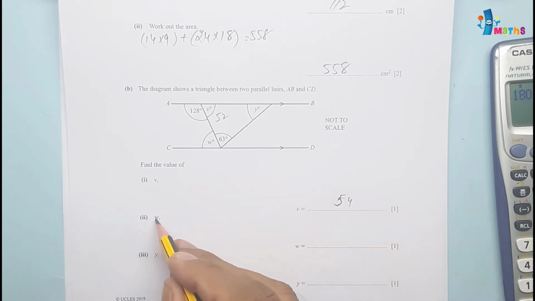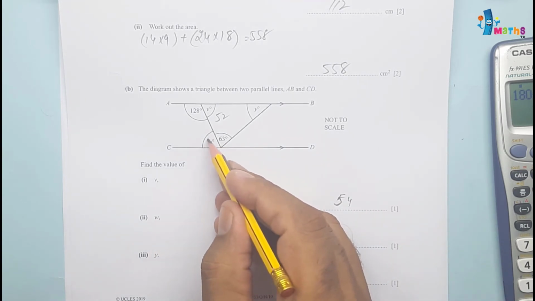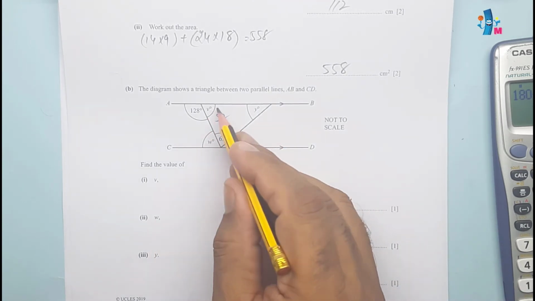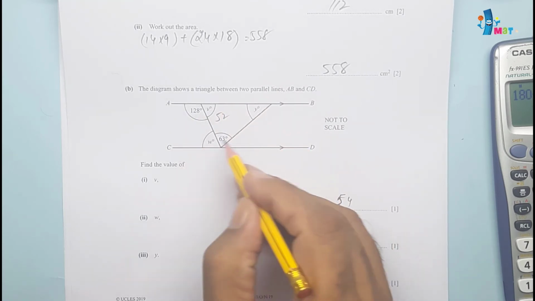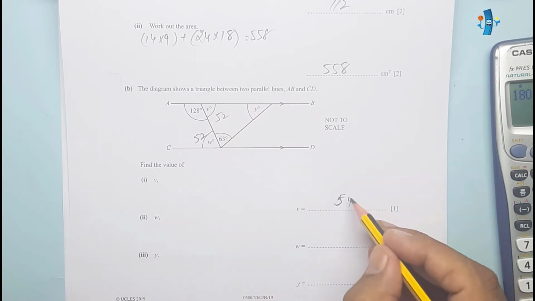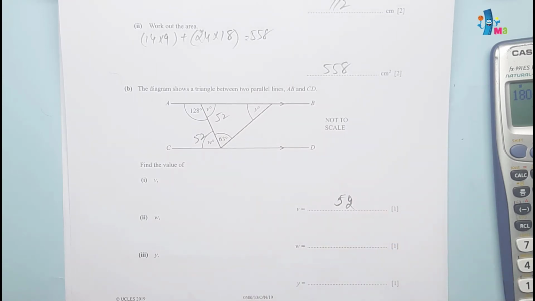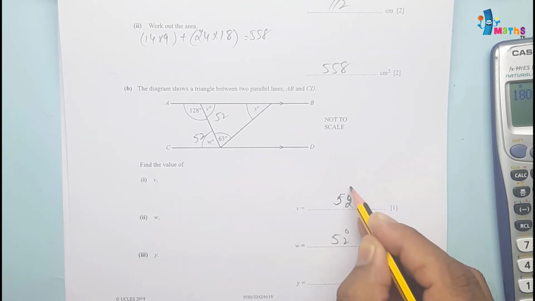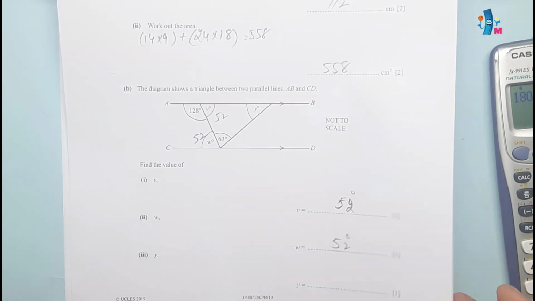Then comes W. W is this one. So this is 54. This will also be 54 because these two lines are parallel to each other. It's not 54, 52. So this will be 52. This one also 52. Okay. So W is equal to 52 degrees.